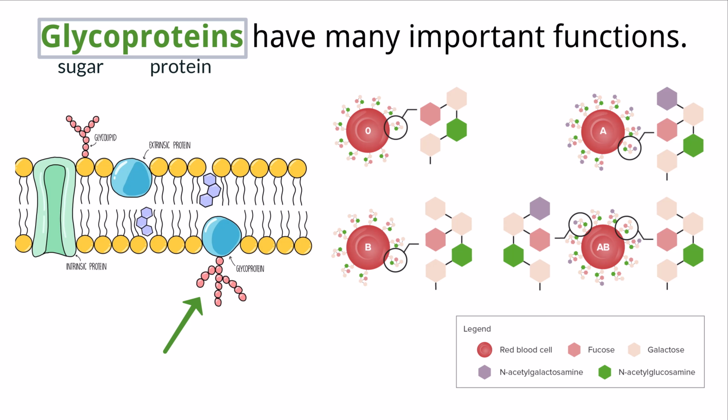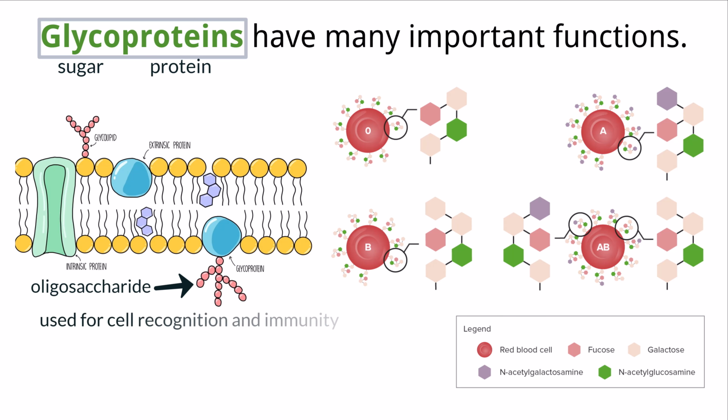Embedded within the phospholipids of the cell membrane, we can find these glycoproteins, which contain a short chain of monosaccharides that we call an oligosaccharide. Cells can read these chains on other cells in the process of cell recognition, which is important for cells in multicellular organisms to be able to identify other body tissue from foreign cells or pathogens.